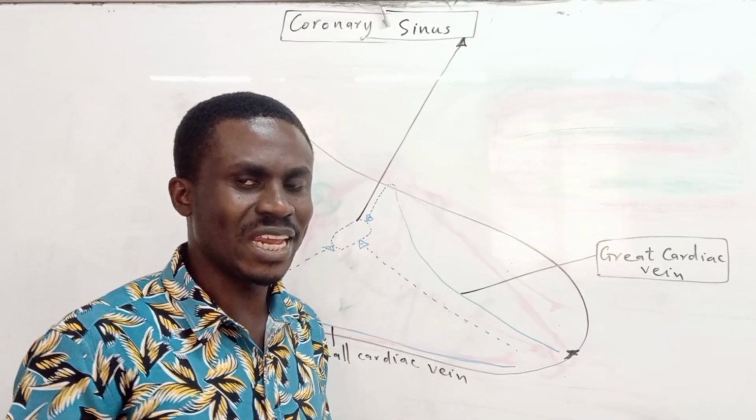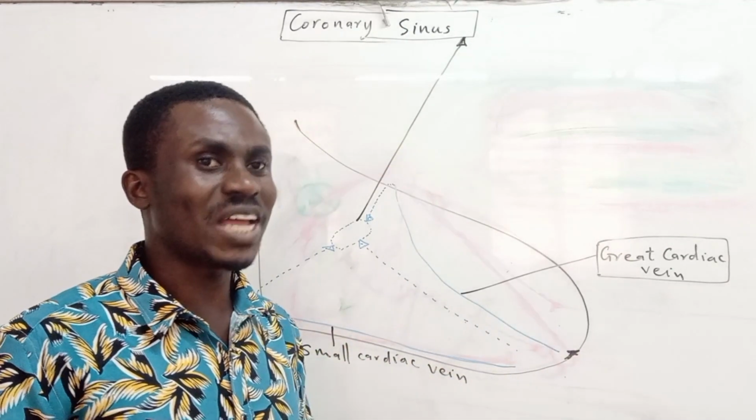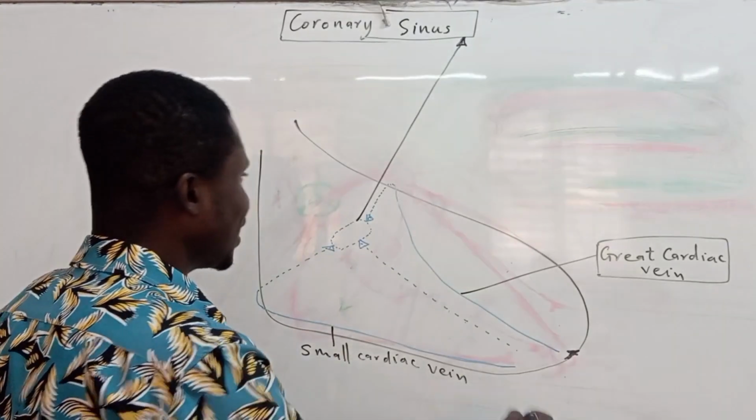And my friends, what do you think will be the name? If you've seen great, we've seen of course the small. This one becomes the intermediate. We call it the middle. It's in the middle of the two. So we call it the middle cardiac vein.